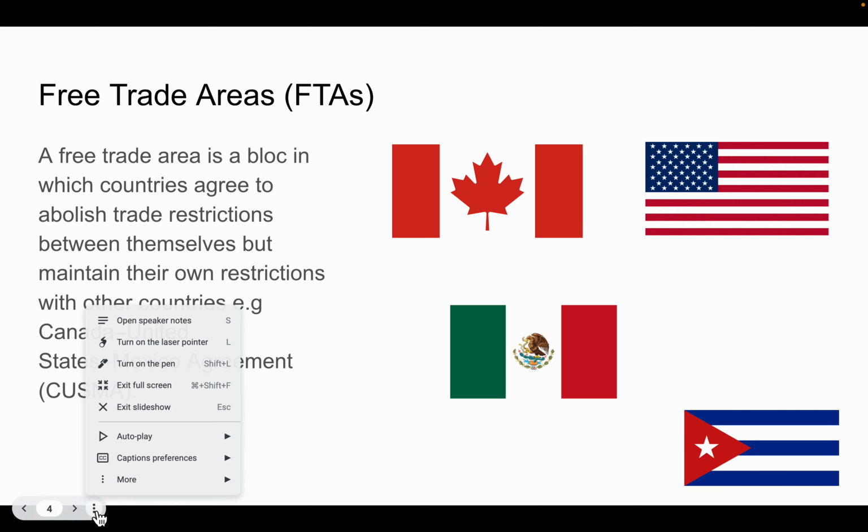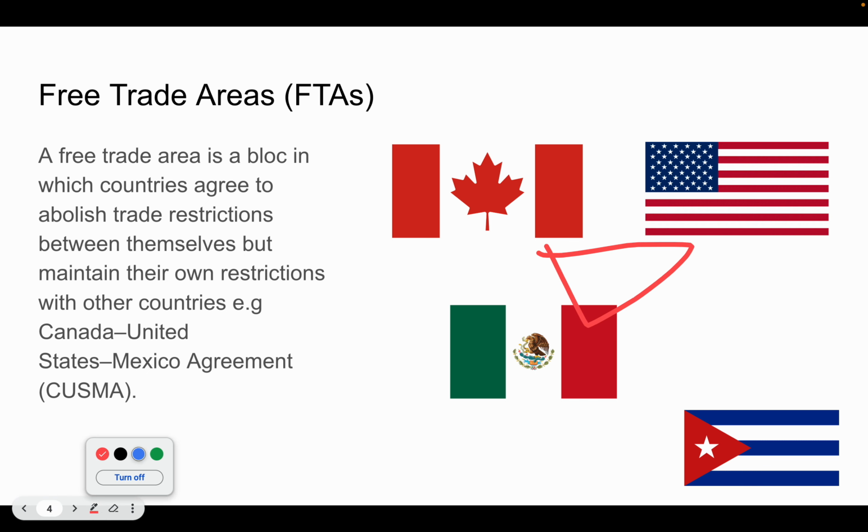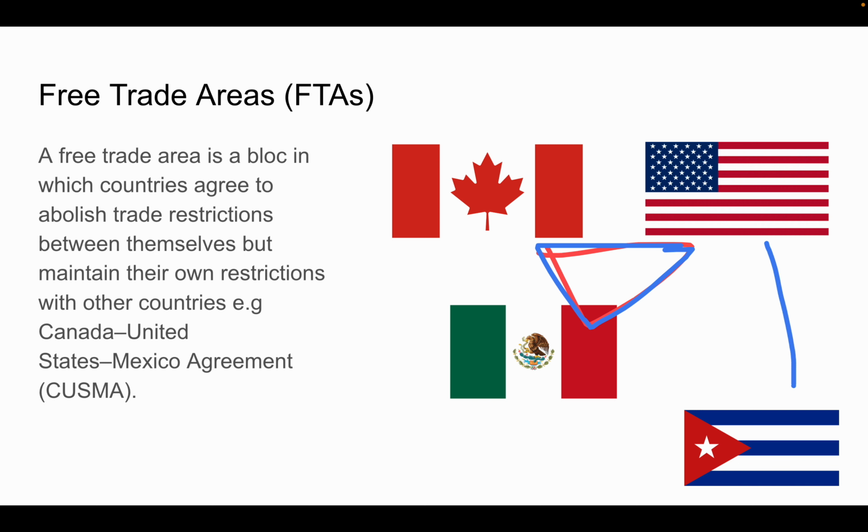So first, let me sketch something out. So these countries might all be having a free trade area. But we could say that the US imposes tariffs on Cuba, Mexico imposes quotas on Cuba, and Canada has a free trade agreement with Cuba. So it really depends, right? You could still tax another country.